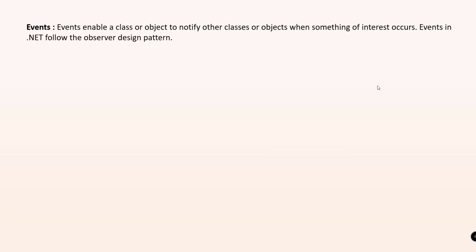Events enable a class or object to notify other classes or objects when something of interest occurs. Events in .NET follow the observer design pattern. Let me explain what the observer design pattern is. Events can be created by declaring an event and raising an event, and we can consume the event. So basically we have two different sets: one is the publisher and the other is the subscribers. This is called the observer design pattern.